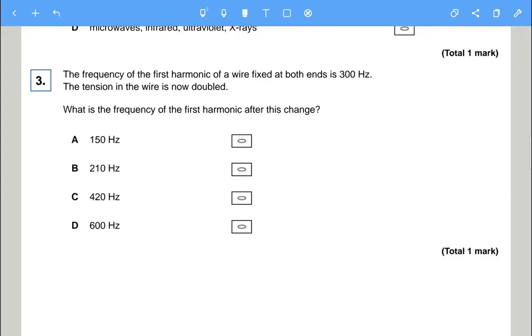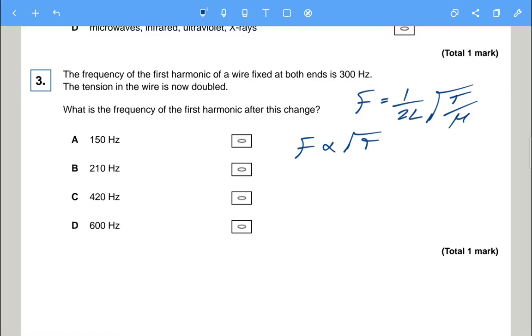So let's look at number 3. The frequency of the first harmonic of a wire fixed at both ends is 300 hertz, and then we double the tension, and it wants to know what the new frequency will be. So the equation for this one is frequency is 1 over 2L square root T over mu, mu being the mass per unit length. Now the only thing that we actually need for this question is the relationship between the frequency and tension. So frequency is directly proportional to root T.